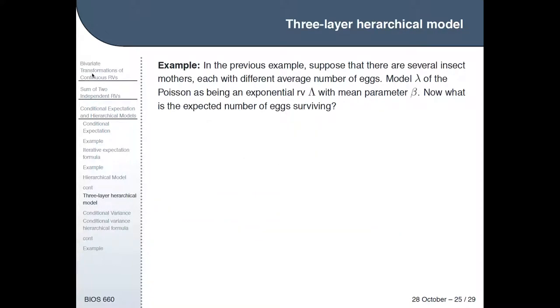So now, let's say that there's several different insect mothers, each with a different average number of eggs. So we'll assume that we choose some mother at random, and this particular mother's Poisson rate parameter is going to be exponential.